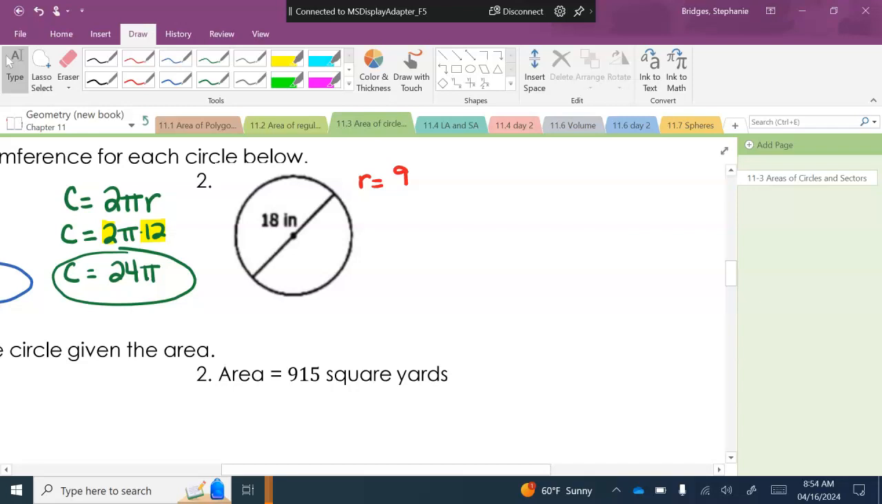All right, for area, it is pi times radius squared. What is the radius that we figured out? 9. And what is 9 squared? 81. So the area for this circle, we're leaving it in exact form, is 81 pi.